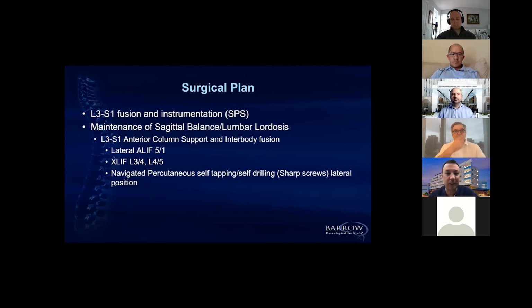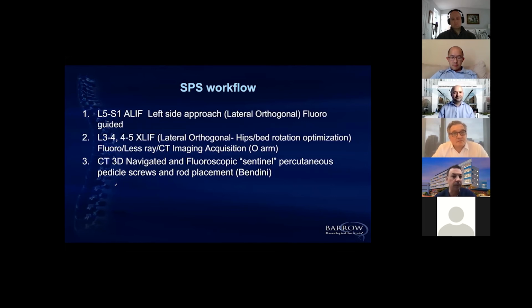So I'm going to show you what I did. My surgical plan was an L3 to S1 fusion. I was trying to do it in single position surgery, trying not to move the patient from one position to the other. I wanted to use the interbody fusion that gives me the most chances of fusion and more stability, the biggest cages that I can put. That's why I decided to do an ALIF at L5-S1 and then laterals at L3-4 and L4-5, and then percutaneous screws in the pedicles.